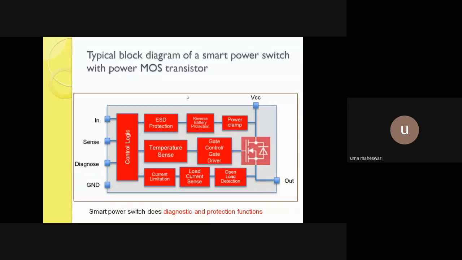So this is a typical block diagram which shows the power electronics side in the vehicle industries. So we have the temperature sensor, which senses the temperature, an ESD protection unit, and reverse battery protection, power clamp, gate controller drivers, open load detection and load current sensors, and overall control logic. So this altogether does the diagnostic functions and the protection functions.